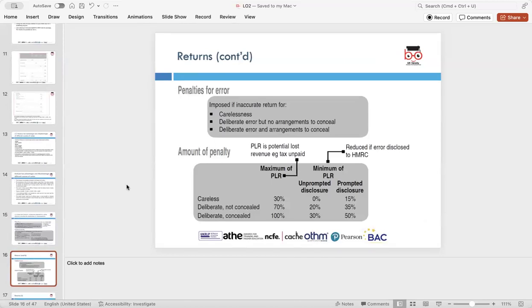Again, penalties for errors: carelessness, deliberate error but no arrangement to conceal, and deliberate error with arrangement to conceal. The amount of penalties: careless 30%, unprompted or prompted disclosures 0 to 15%, deliberate not concealed 70% maximum on returns, so 20% to 35%, and then concealed or deliberate 100%, 30 to 50%.